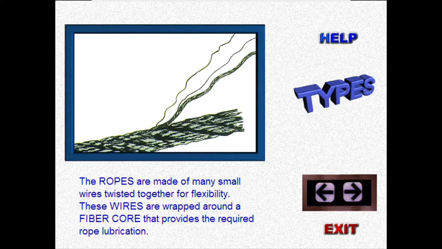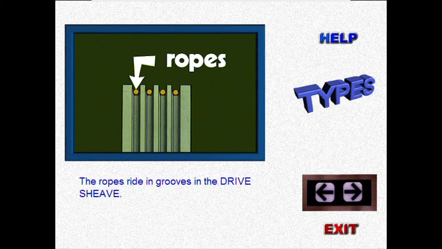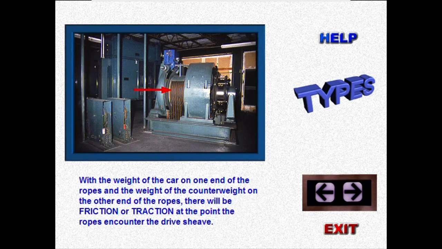The ropes are made of many small wires twisted together for flexibility. These wires are wrapped around a fiber core that provides the required rope lubrication. The ropes ride in grooves in the drive shiv. With the weight of the car on one end of the ropes and the weight of the counterweight on the other end of the ropes, there will be friction or traction at the point the ropes encounter the drive shiv.